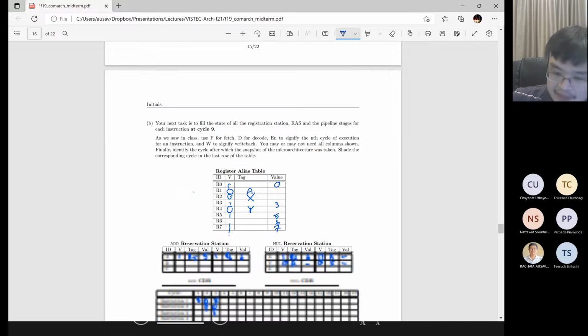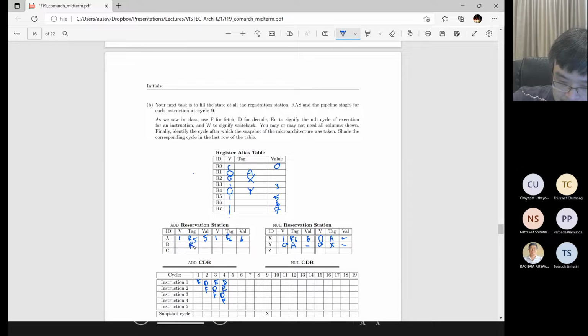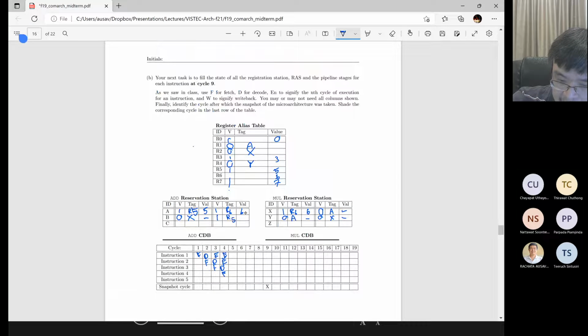I want R2 and R5. R2 is X, R5 is 5. So you want to add R2 over here, but R2 is X. So you take the letter X, not valid, I don't know the value. This one is R5, I think. R5 is valid, so you can have tag R5, the value of 5. I can execute here, execute here, execute here, decode here, fetch here.